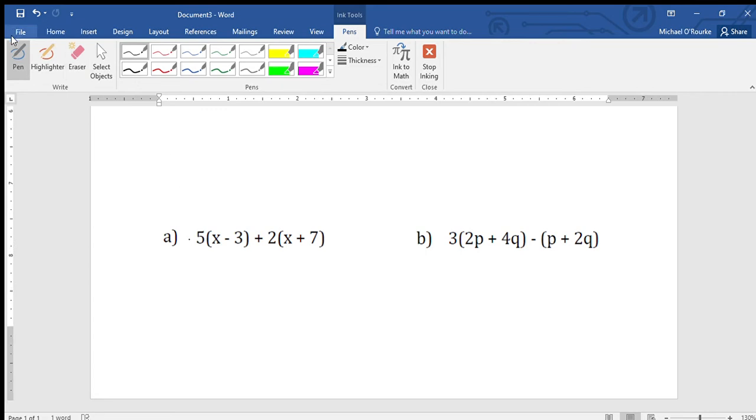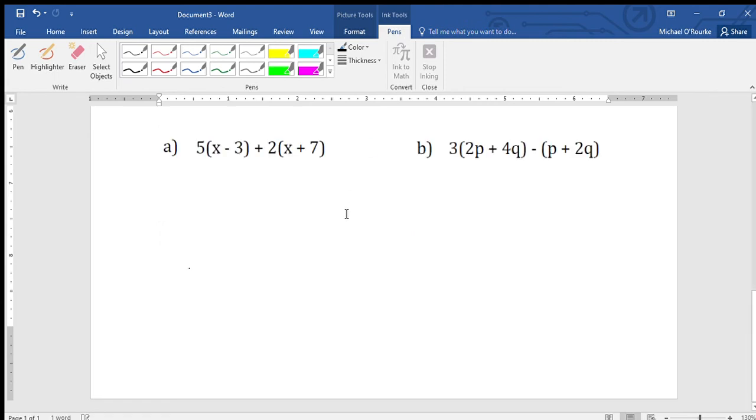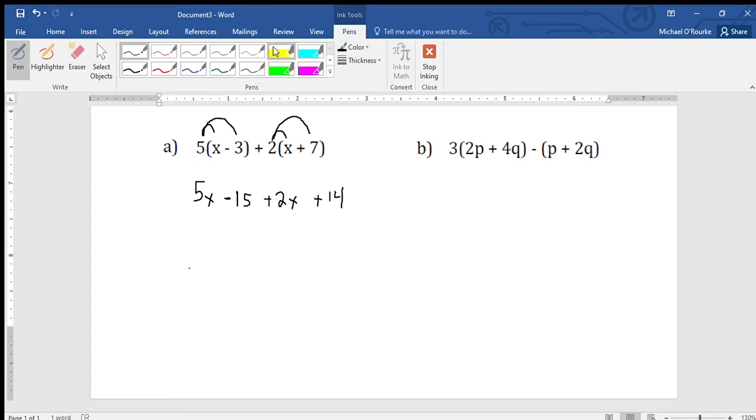This one here is going to be a two-stepper. Let's move this up so we have lots of room. So this one here, let's do our rainbowing first. So 5 times x, 5x, 5 times -3. Well, 5 times 3 is 15. A positive times a negative is a negative. Let's do it again. 2 times x is plus 2x. And 2 times 7 is 14. Now we're not done here. We need to collect our like terms.